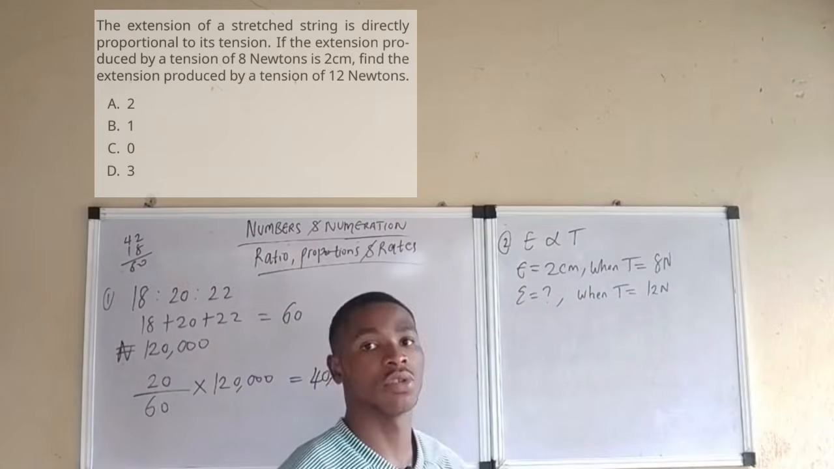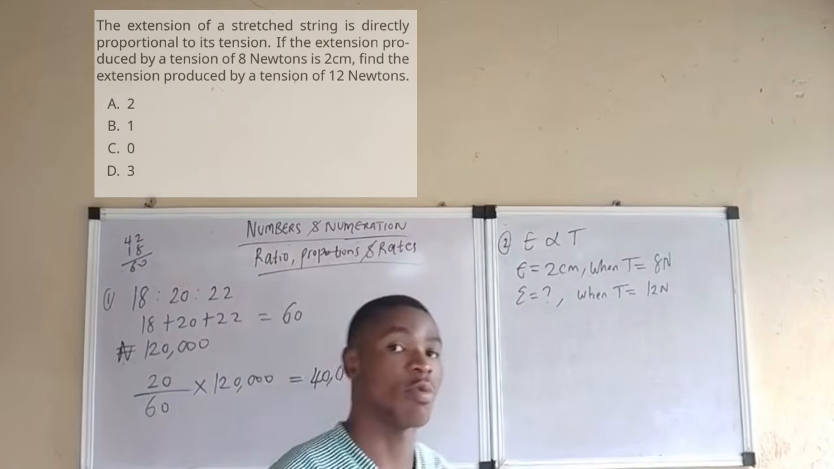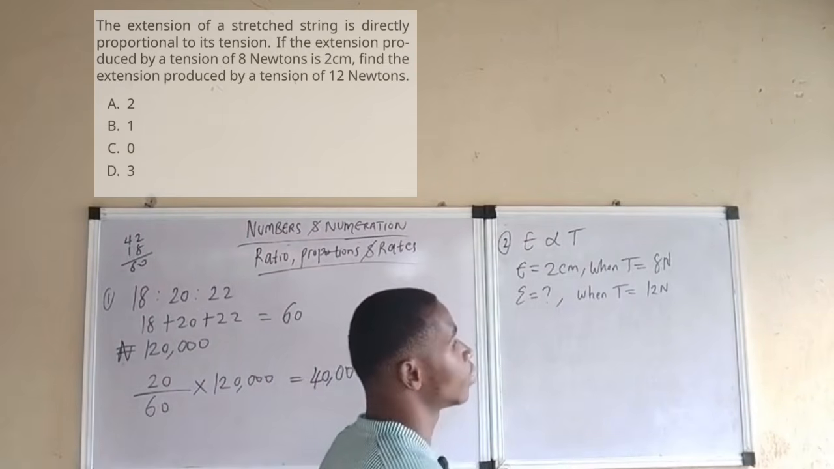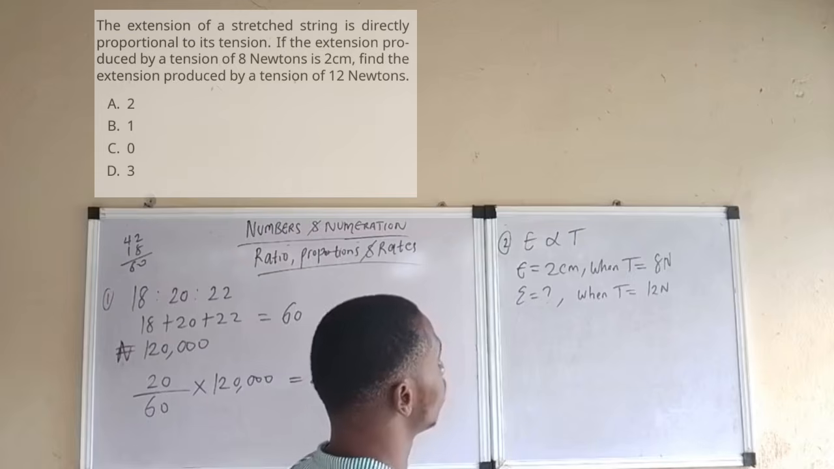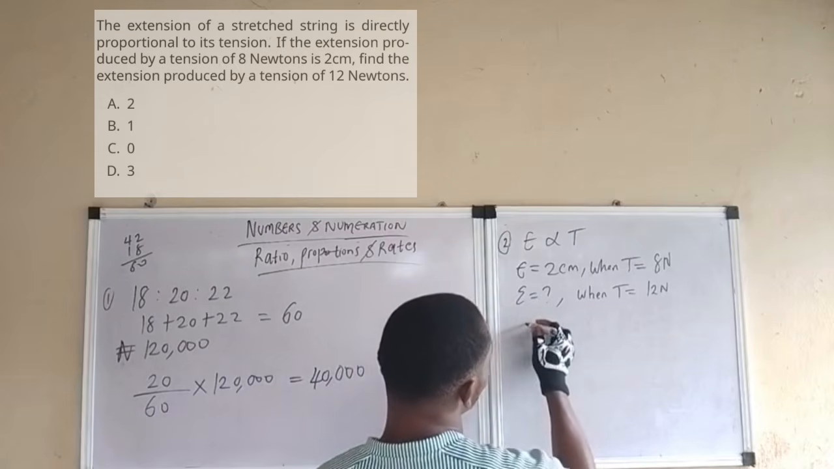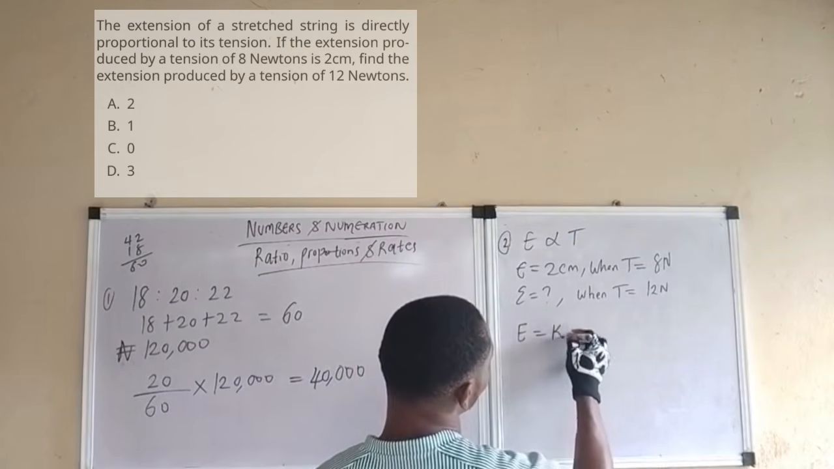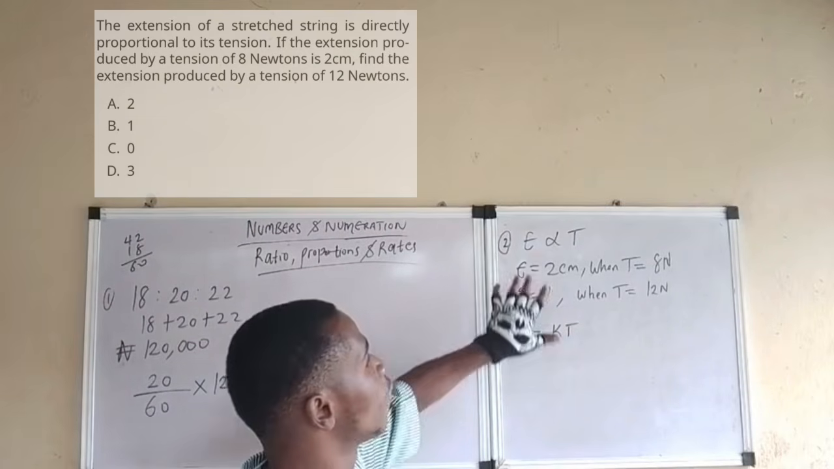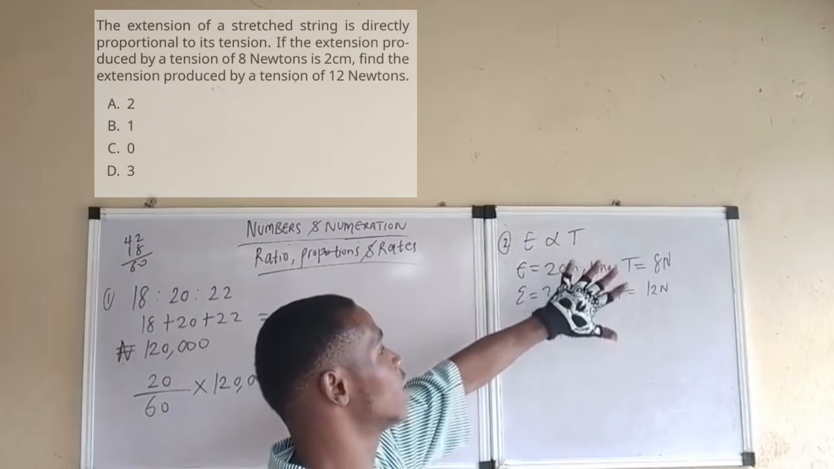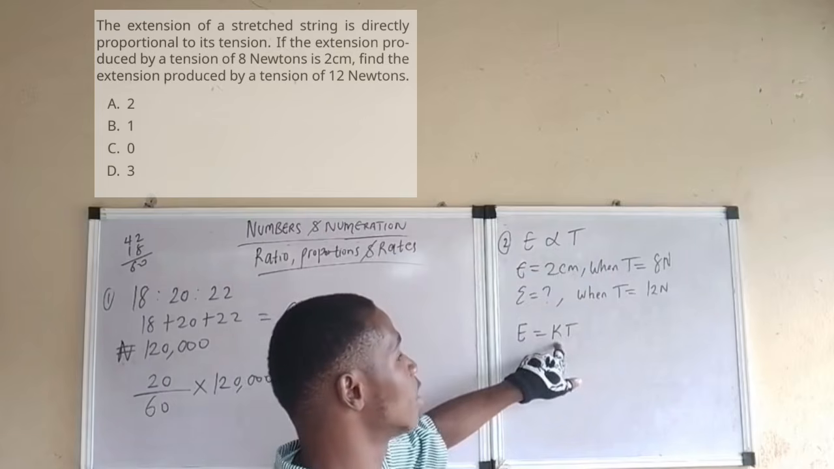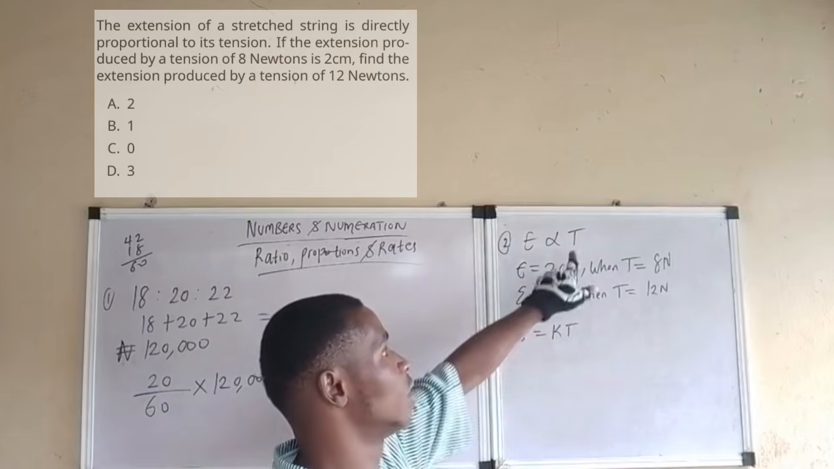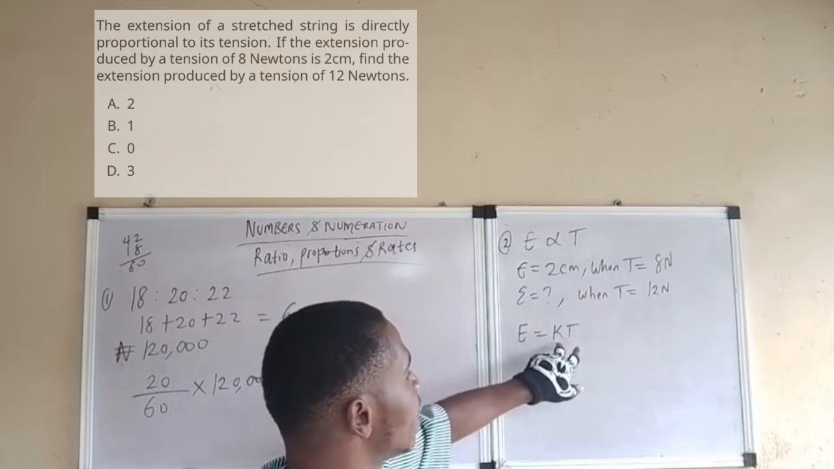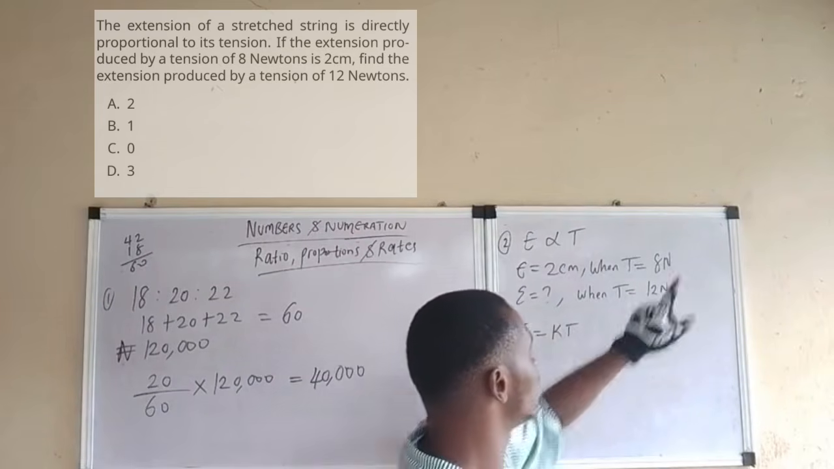In this case of variation, we are going to introduce a constant of proportionality, K. So we'll convert this variation to an equation by introducing a constant K. So we'll be having E equals K times T. When you want to convert from the variation of proportionality form to equation form, introduce a constant by multiplying that constant with the other value that you have on the right hand side. Do you understand? So first of all, you need to find K from this first value given.